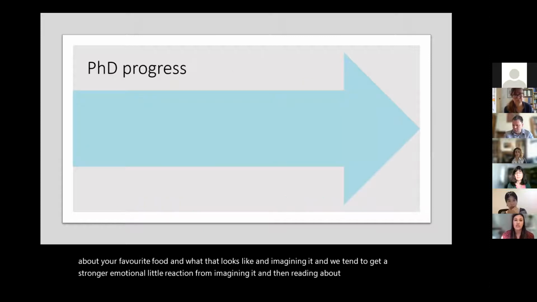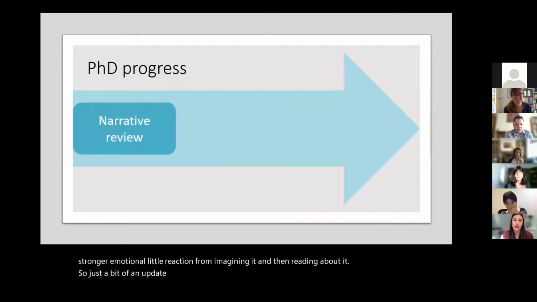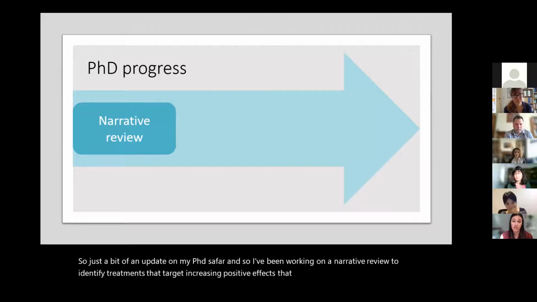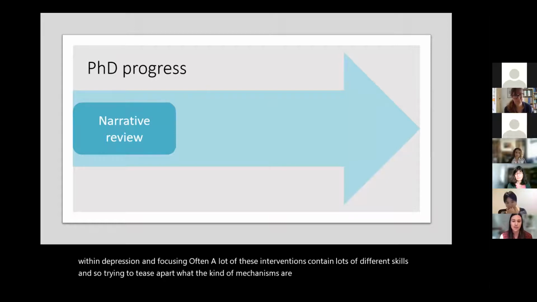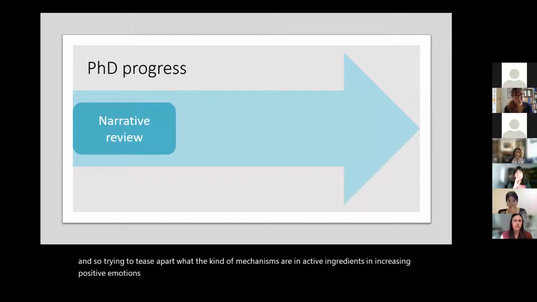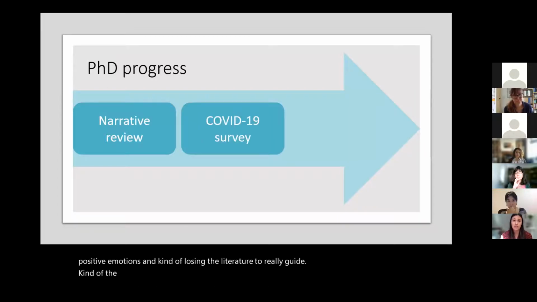So just a bit of an update on my PhD so far. I've been working on a narrative review to identify treatments that target increasing positive affect, so increasing positive emotions within depression. A lot of these interventions contain lots of different skills, so I'm trying to tease apart the mechanisms and active ingredients in increasing positive emotions, and using the literature to guide the intervention that we've developed.